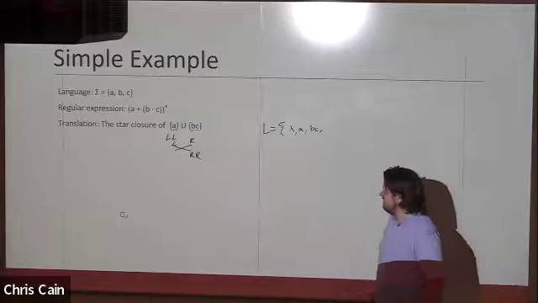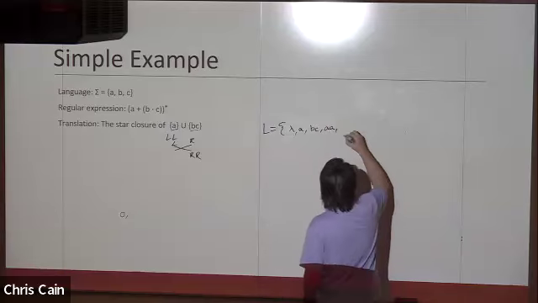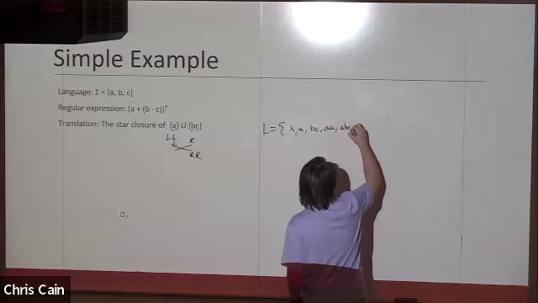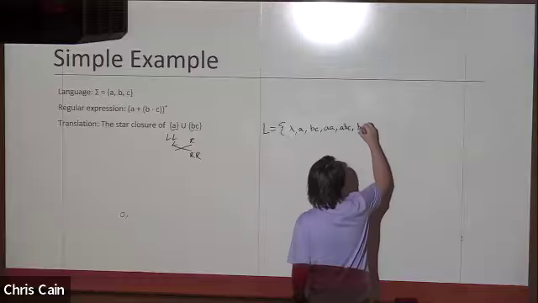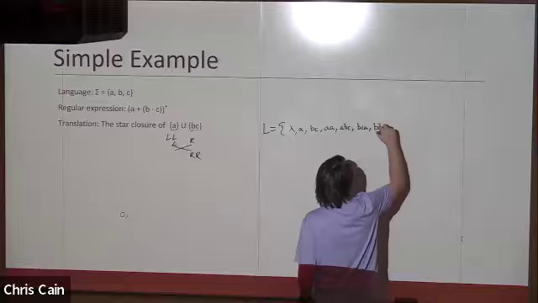So if we do left, left, that's AA. If we do left, right, that's ABC. If we do right, left, that's BCA. And if we do right, left, or sorry, right, right, that's BCBC.